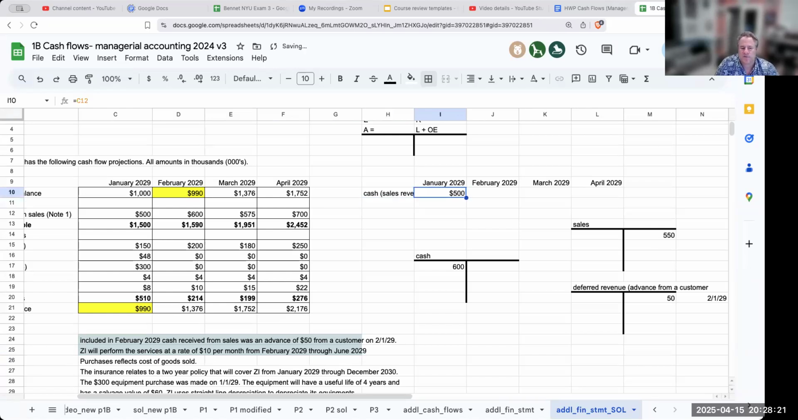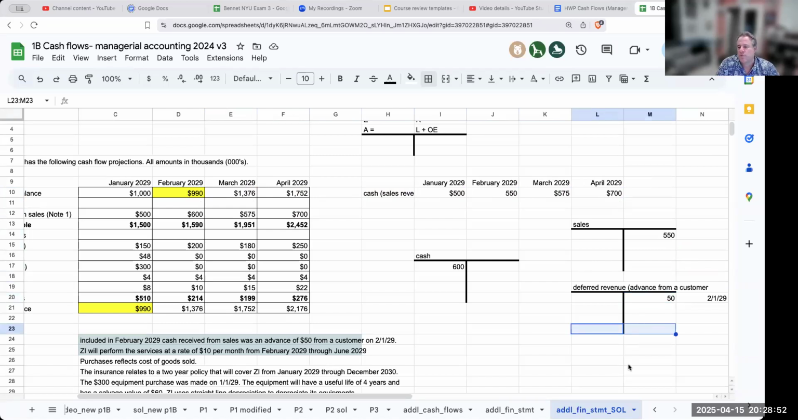So what we have here is 550 for the month of February. Notice over here, there's no indication about March or April. So the cash from sales is going to be 575 and 700. But for this particular item, for this deferred revenue that we got on 2/1/29, I'm going to be recognizing this revenue over a period of 5 months.